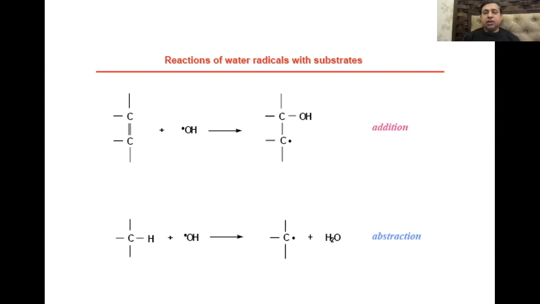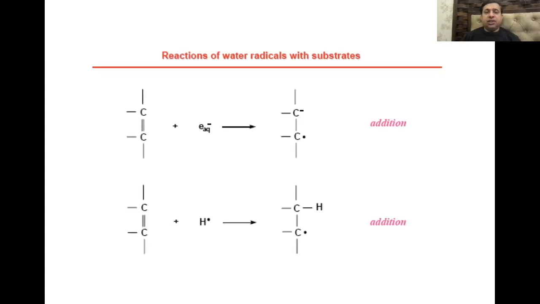The other reaction is called abstraction, where the bond between the carbon and the hydrogen gets snapped away, and this hydrogen with its electron, called a hydrogen radical, reacts with this hydroxyl radical and forms water molecules. In that process it leads to the formation of a radical center on the carbon. So these are the two reactions by which the hydroxyl radical reacts with the macromolecules.